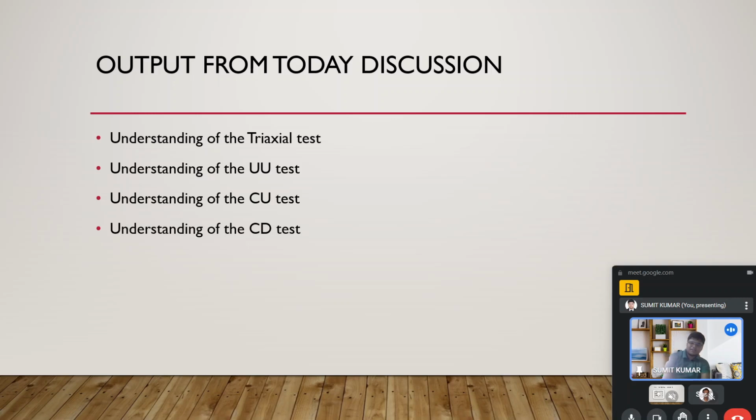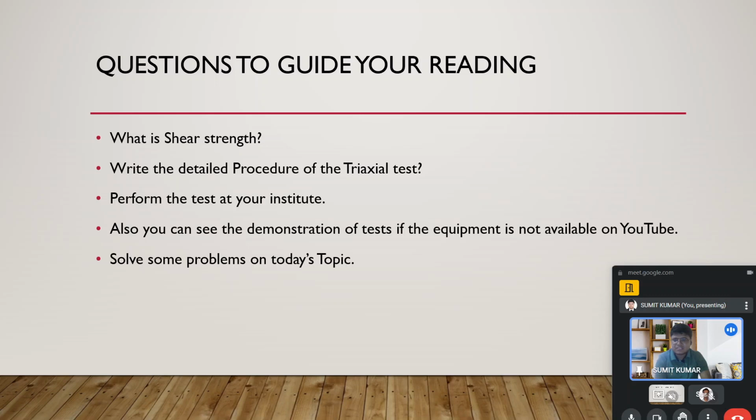Now I am ending my session with one important understanding of what we have understood from today's lesson. We have understood the triaxial test, and the different aspects of the triaxial test like UU, CU and CD tests. We have also gone through the UCS test to an extent, in which we find several correlation and correction values. Afterward, I want you to solve some problems related to today's discussion: what the value of shear strength is, the procedure of the triaxial test, and the equipment used in the triaxial test.